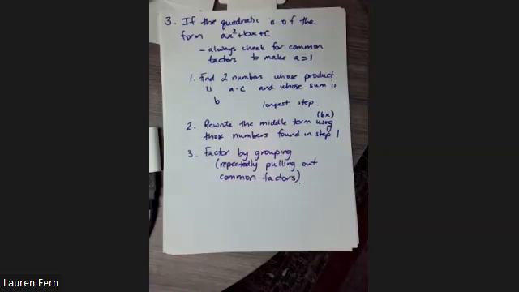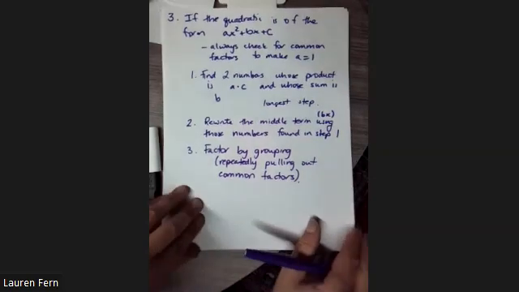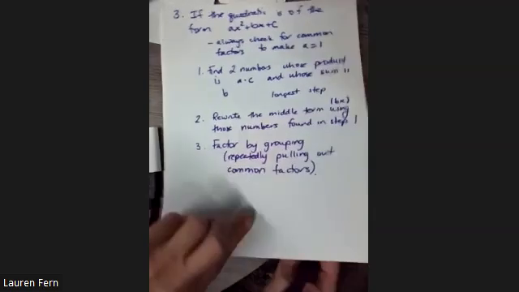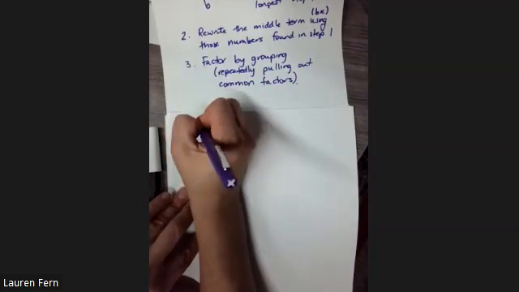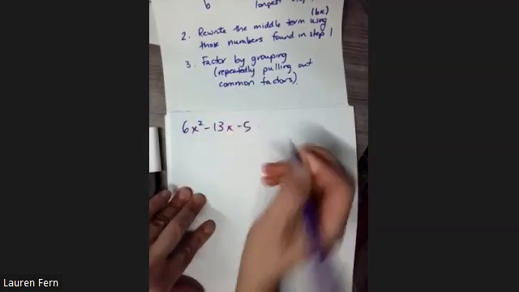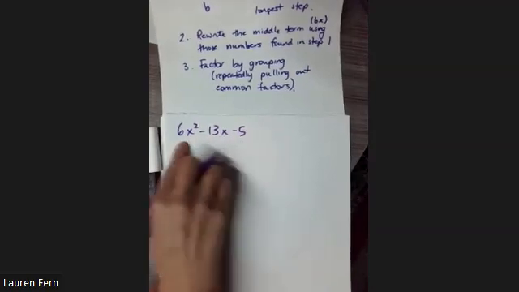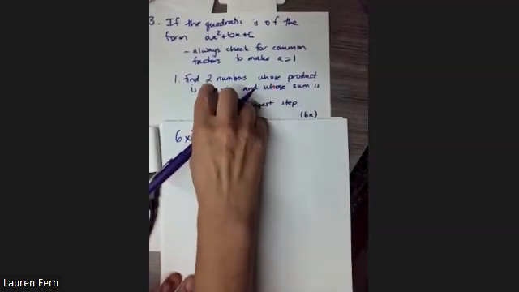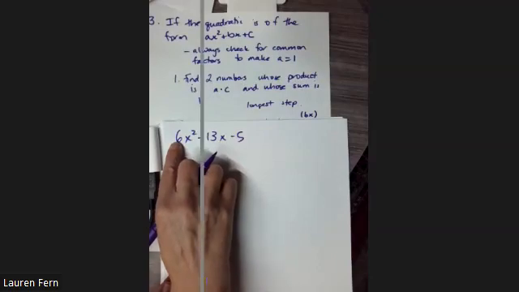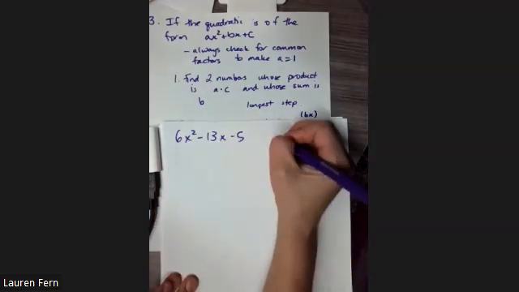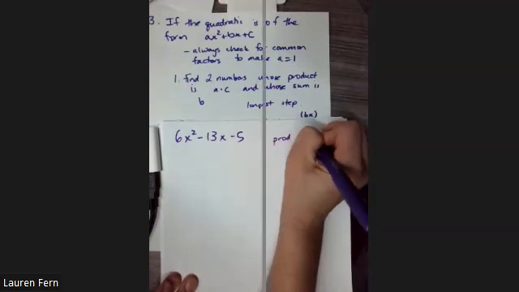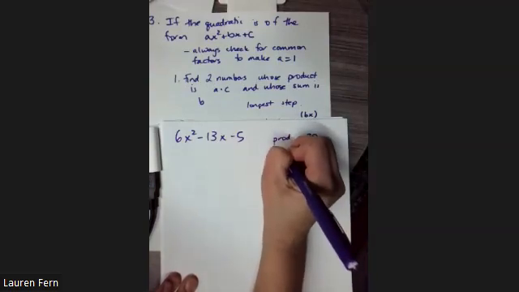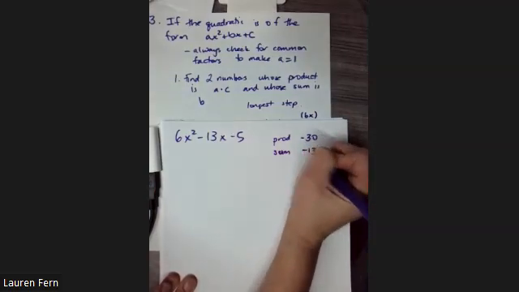Okay, so I have about 3 examples we're going to do. You want these steps in front of you. Okay, so how about I say 6x squared minus 13x minus 5. Notice there's no common factor that we can pull out of each of these. So my first step is find 2 numbers whose product is A times C. In other words, whose product is negative 30 and whose sum is negative 13.